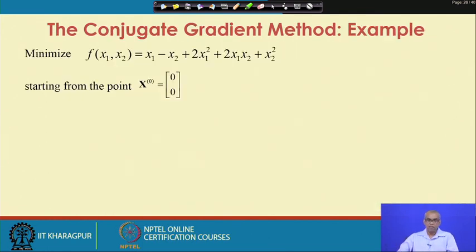Now, let us take an example. We are considering a quadratic function of 2 variables, and we will minimize this function using the conjugate gradient method starting from the point x 0, which is (0, 0).